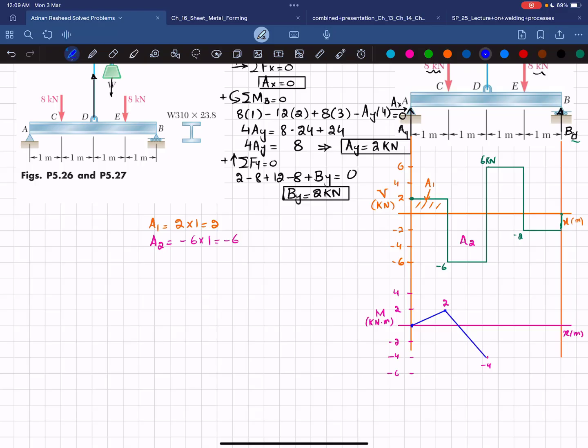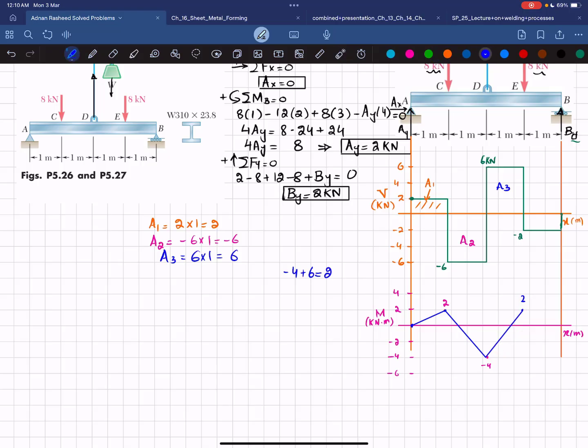Now the third area is A3, and you can see A3 is 6 multiplied by 1, and this is positive, so A3 is equal to plus 6. So minus 4 plus 6 will give you plus 2 at this point. So the bending moment at this point will be like this, plus 2. And this shear force is a horizontal line with 0 degree and A3 is also positive, so the bending moment will be a 1 degree line and the slope will be increasing. So you can join these 2 points, and you will get this.